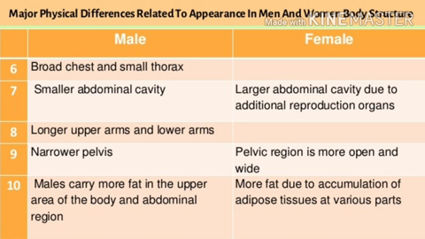Next, males have a narrow pelvis region in comparison to females, whereas in females the pelvis region is more open and wide. Next, males carry more fat in the upper area of the body and abdominal region, whereas females have more fat due to accumulation of adipose tissue at various parts like the thigh and hip region.